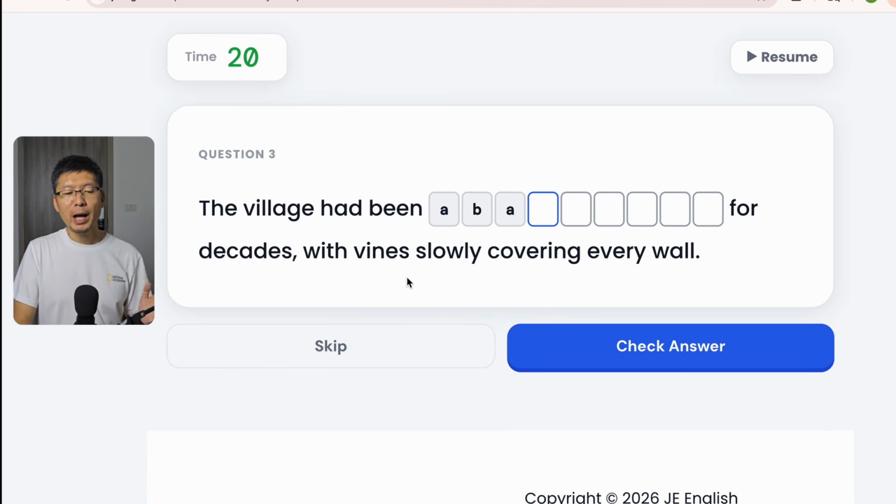The village had been what for decades, with vines slowly covering every wall? So vines cover the wall. It means the village had been. So we know had been what? It's a verb, right? And it's a passive voice. Okay, think about the answer for 3 seconds.